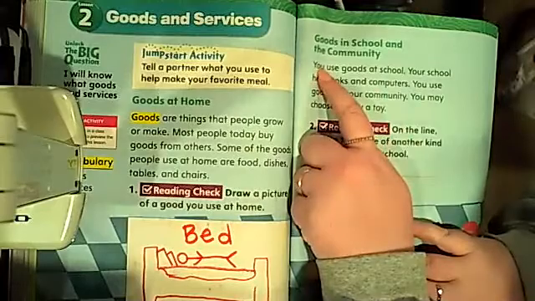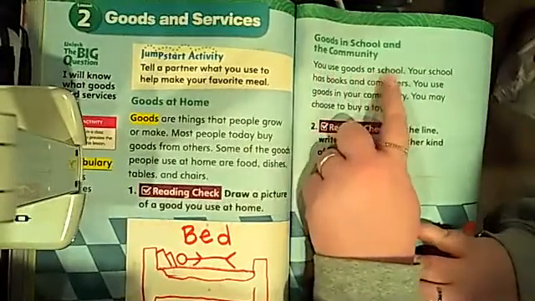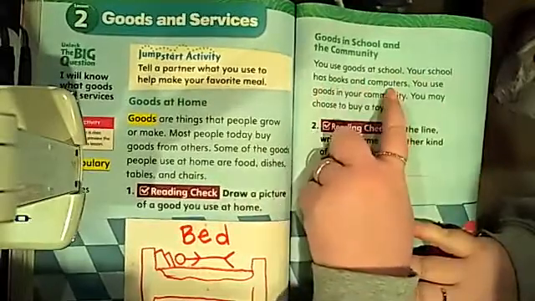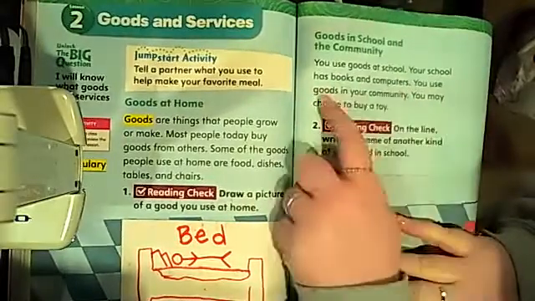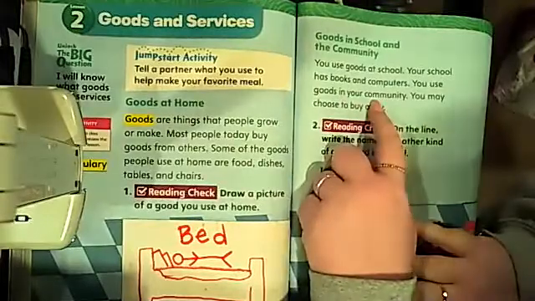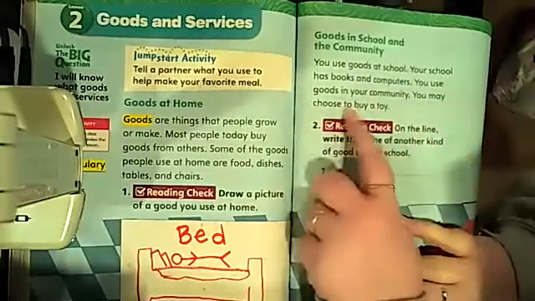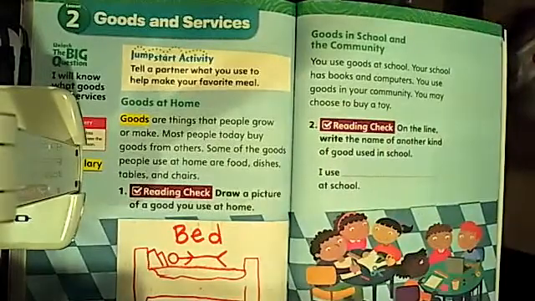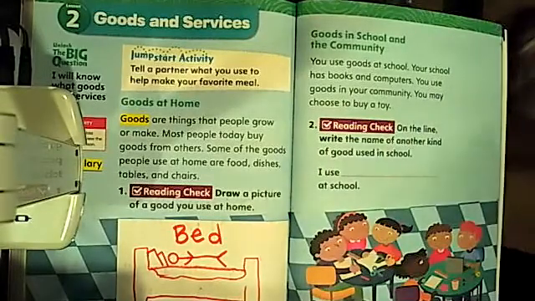Go along with me. You use goods at school. Your school has books and computers. You use goods in your community. You may choose to buy a toy, or your parents might buy a car, or you might buy a book. There are all sorts of things, right?